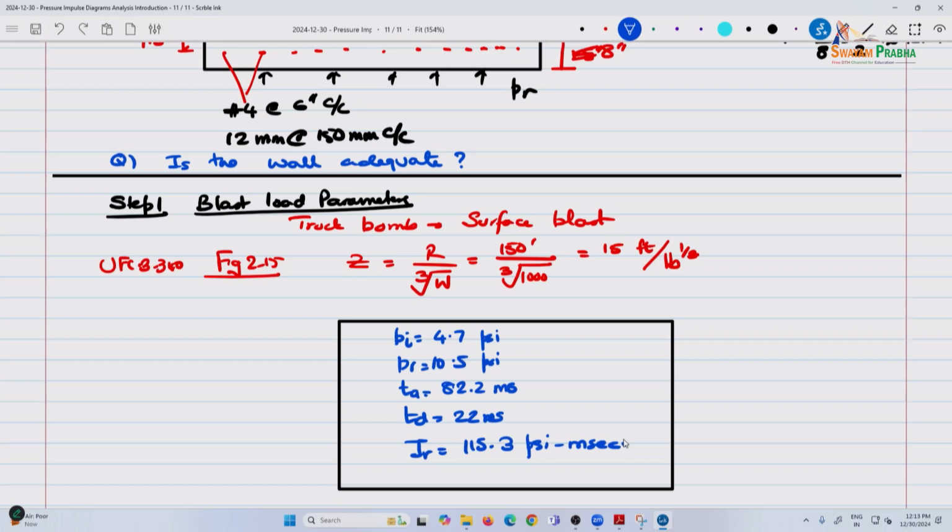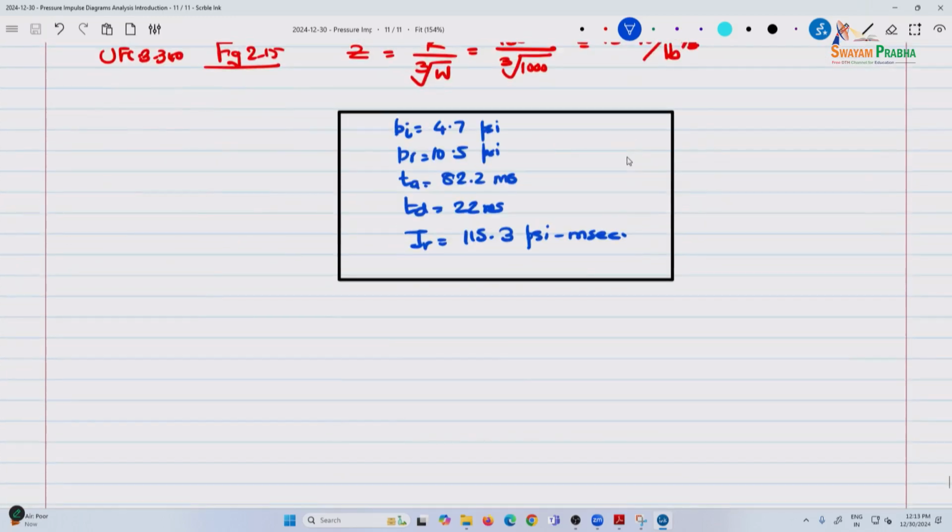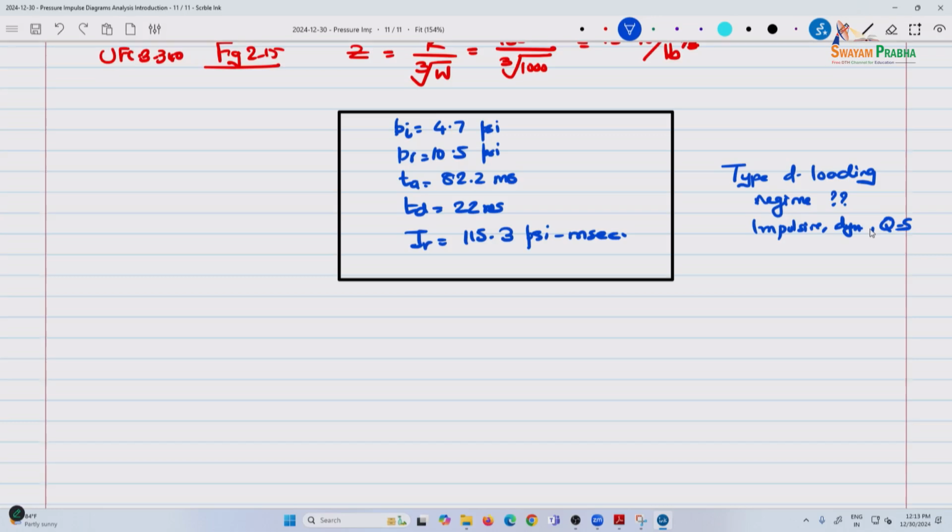You'll see we do not know the type of loading at this point. What I mean is we do not know if it is impulsive, quasi-static or dynamic. We'll check that later. Sometimes we have to assume and then proceed with it in certain analytical situations. So that's our first step.